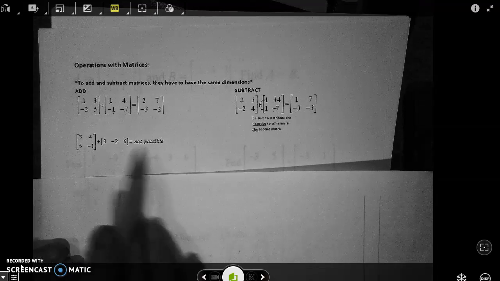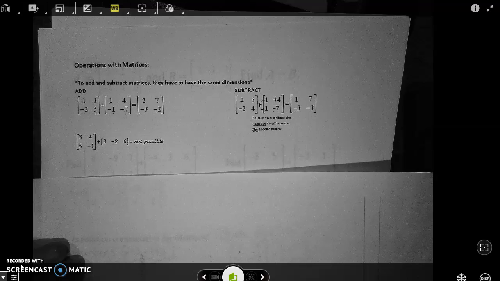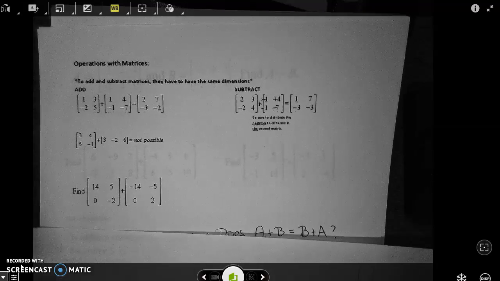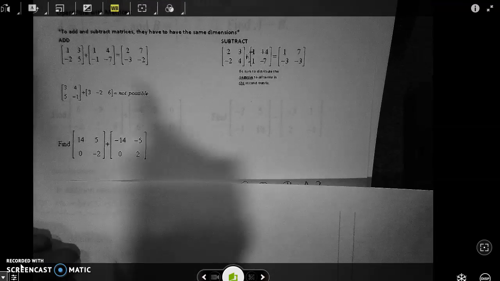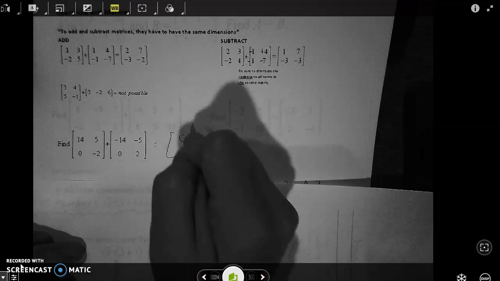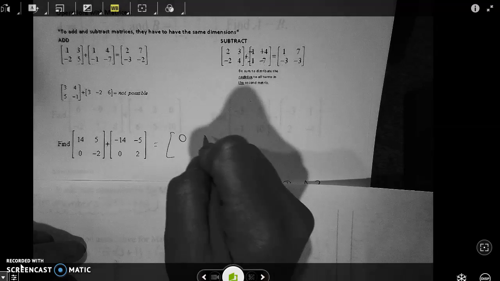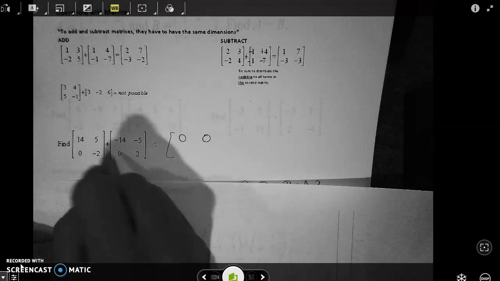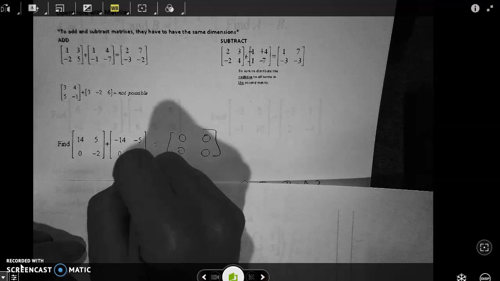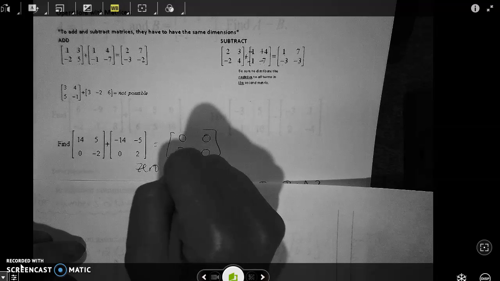In our next example, we see this isn't possible. We can't add those. They don't have the same dimensions. So let's take a look at this matrix. 14 plus negative 14, well, that gives us 0. 5 plus negative 5 is 0. 0 plus 0 is 0. Negative 2 plus 0 is 0. This results in the 0 matrix, which we're going to use in just a second.